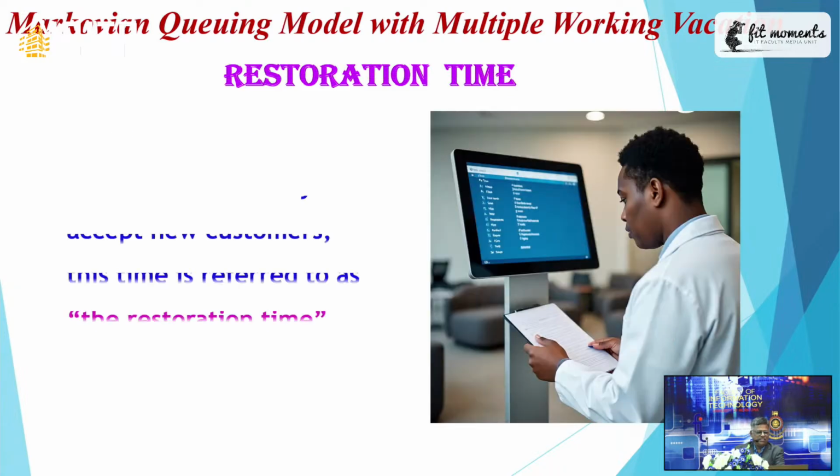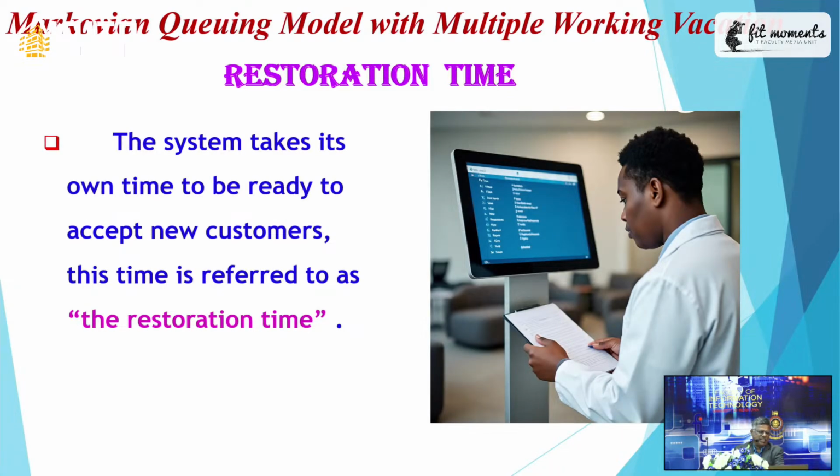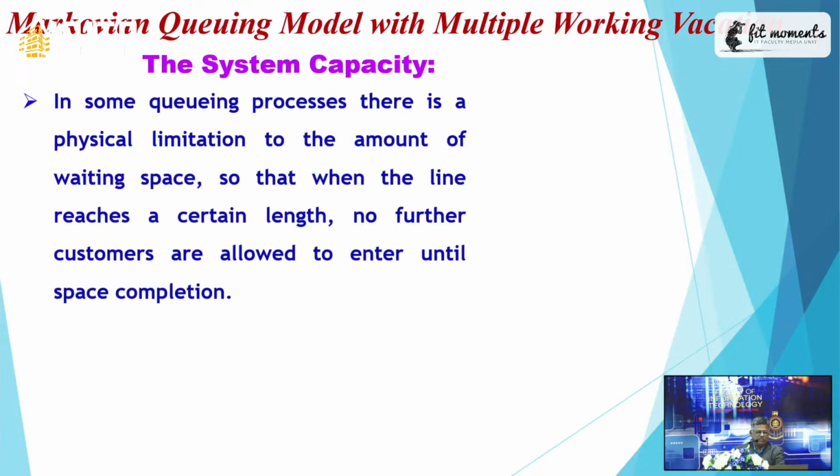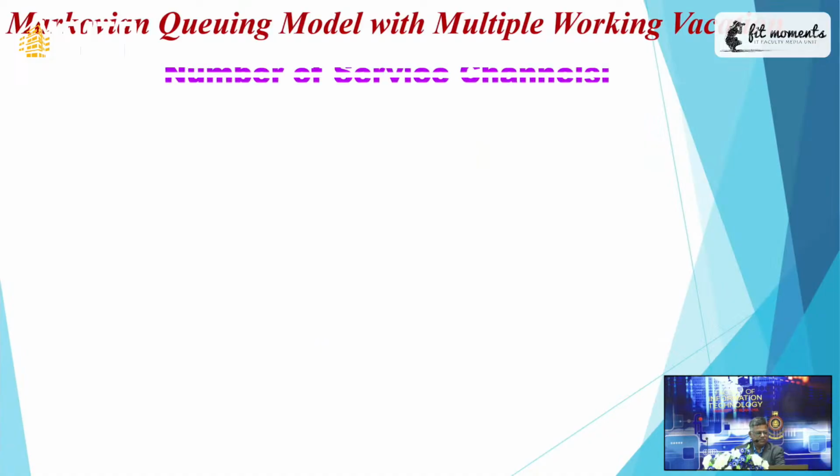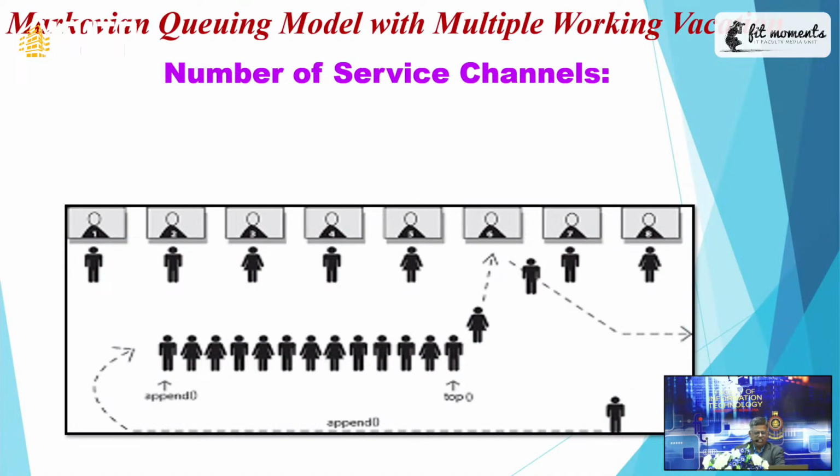catastrophe. Next one is restoration time. The system takes its own time to get ready to accept new customers. This type is called restoration time. Next one is system capacity. Number of service channels.